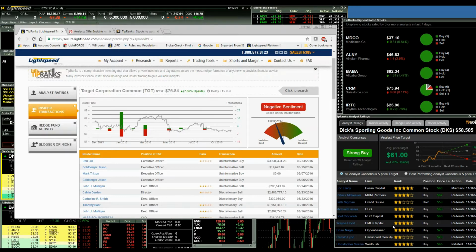What we do at TipRanks is we analyze all these Form 4s and we measure the performance of different insiders. Now, we found that there is actually a lot of alpha in the buy transactions. The problem with SEC forms is that there are so many types of transactions and only a few of them are actually informative.